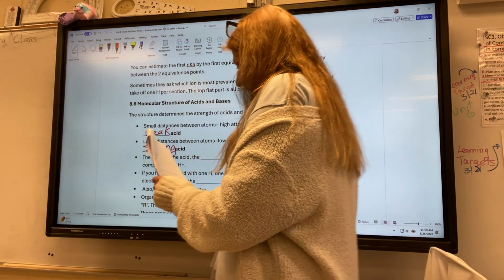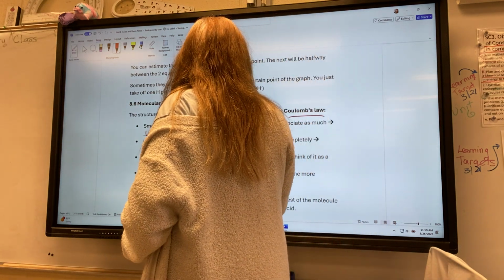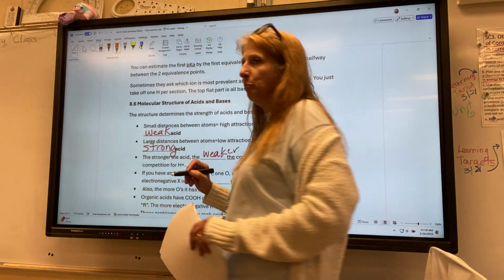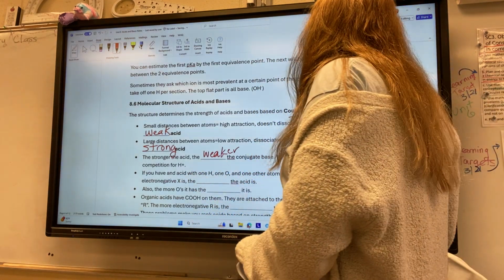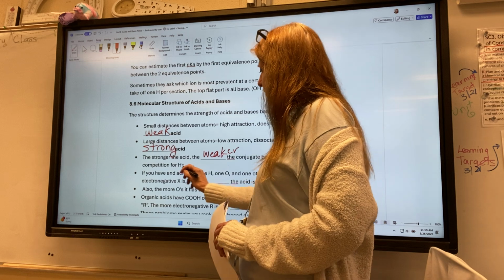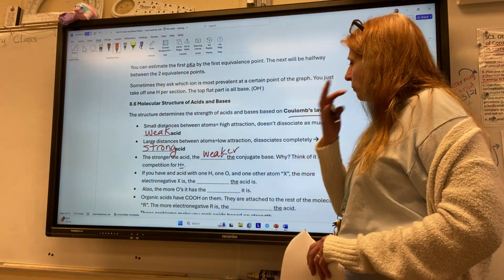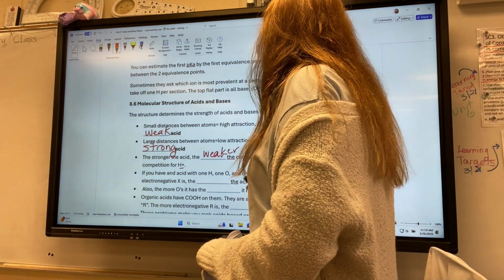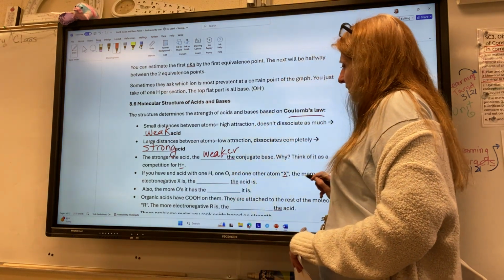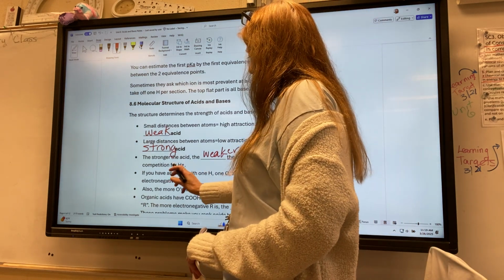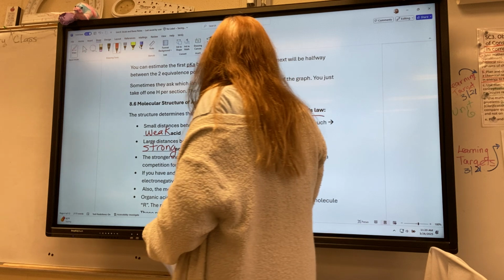The stronger the acid, the weaker the conjugate base. Remember, I told you that was our motivational talk. Be strong when your conjugate friend is weak. Okay, why? Think of it as competition for H. It's sort of Le Chatelier. If you have an acid with one H and O and another atom we're going to call X, the acid that has the more electronegative X is the stronger one.